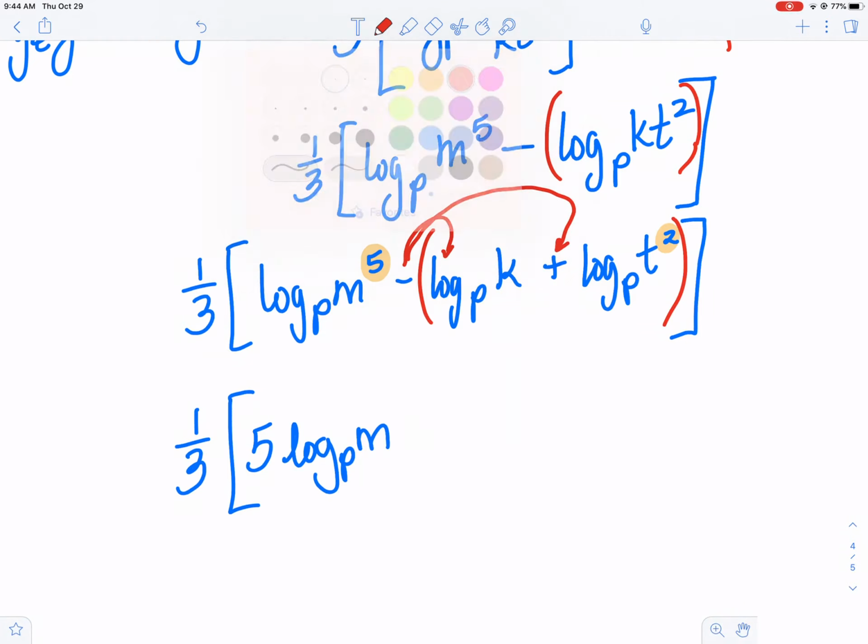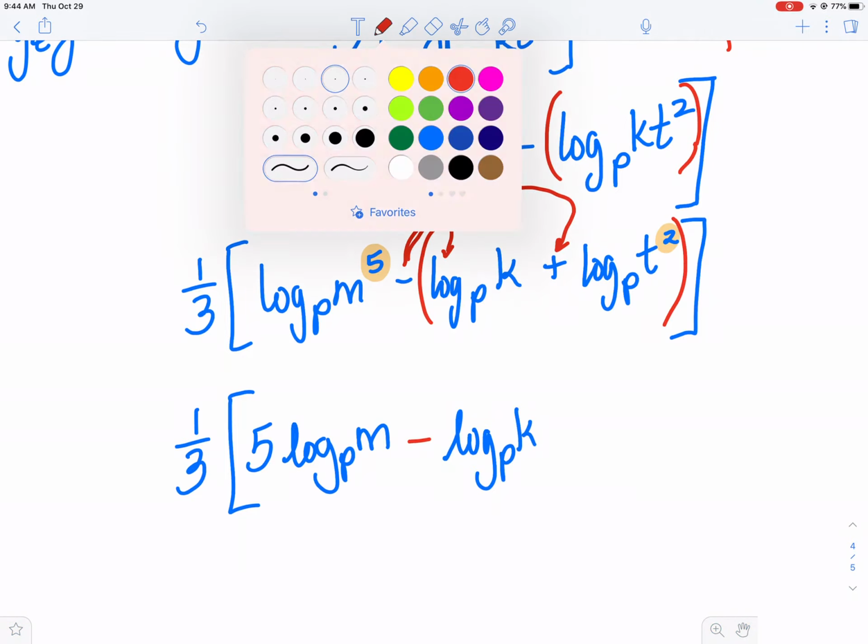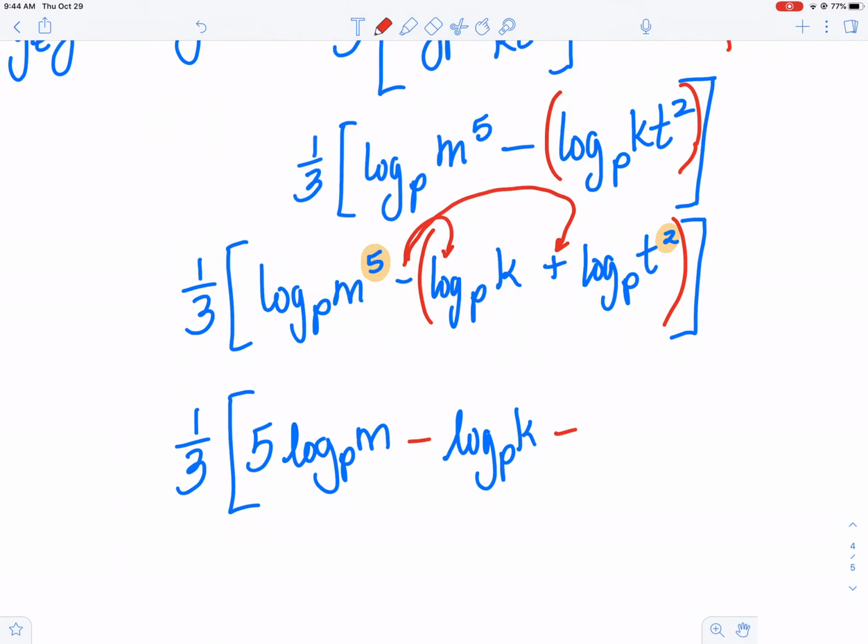So I'm going to have a negative, my log base p of k, and then I'm going to have my negative 2, because I'm putting that 2 in front, log base p of t. Is that too much at once? I just brought those two in front as well as distributed my negative.